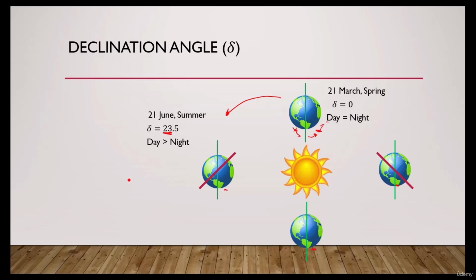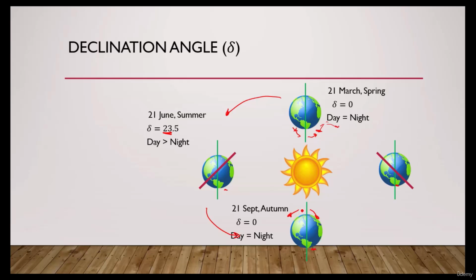After another quarter of a year, on 21st September, or autumn time, the delta angle will come back to 0 again. So when the declination angle becomes 0, the same thing happens as before: the day is going to equal the night, as both halves of the Earth face the Sun equally.